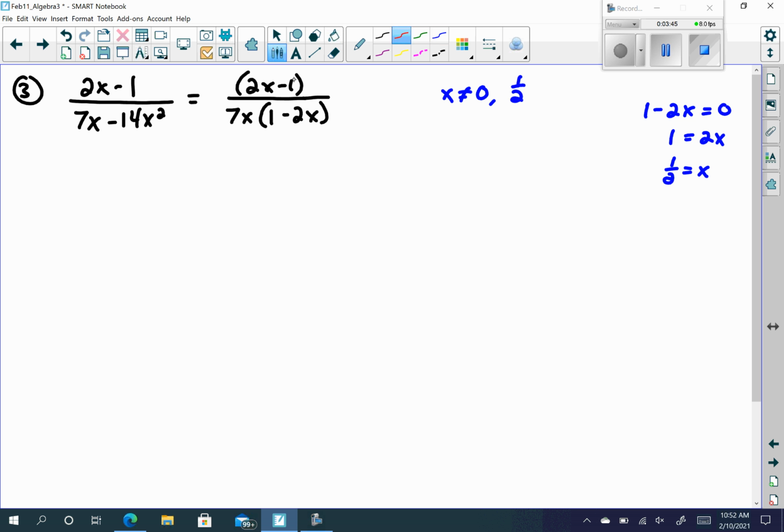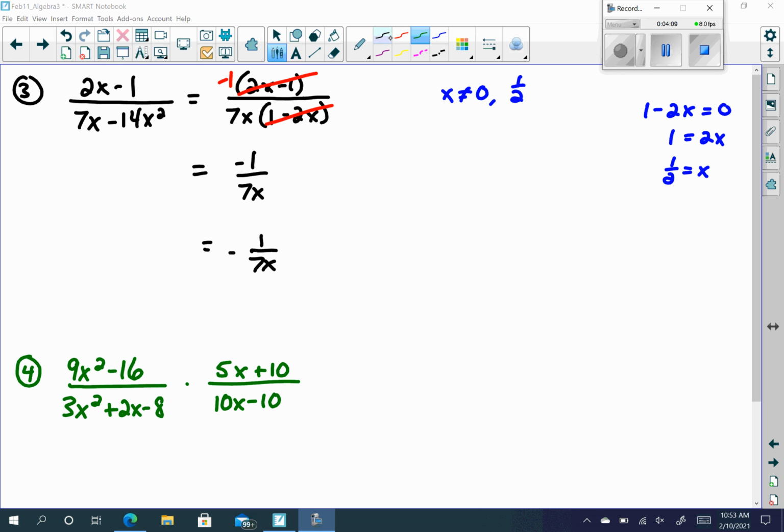All right, so now I'm going to cross out, but the 2x minus 1 and the 1 minus 2x, those are opposites. When I cross them out, I'm left with the negative 1. Nothing else crosses out, so I'm left with the negative 1 over 7x, or you could write it as negative out in front and then 1 over 7x. All right, for the rest of these, we do not have to state restrictions.